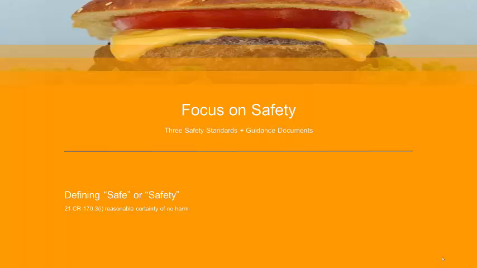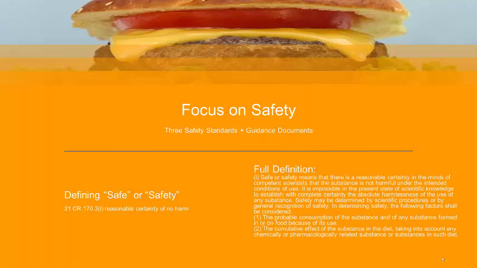We saw this definition before for safe or safety. Here's the full definition that's provided. And again, reasonable certainty that the substance is not harmful, and the key being under the intended conditions for use. And so we have to look at how it's prepared, how it's manufactured, all of these pieces that are coming in, and how it's intended for the consumer to use. And so all of that coming into place to make sure that we have a reasonable certainty that it's not going to be harmful. And that's our general definition for safe or safety in looking at any of the food additive provisions that we're going to be looking at. So that's our general definition.